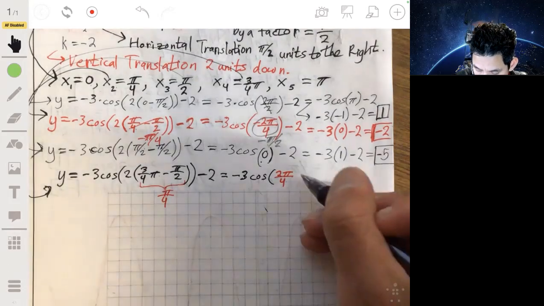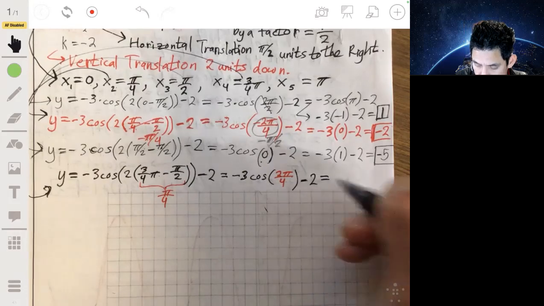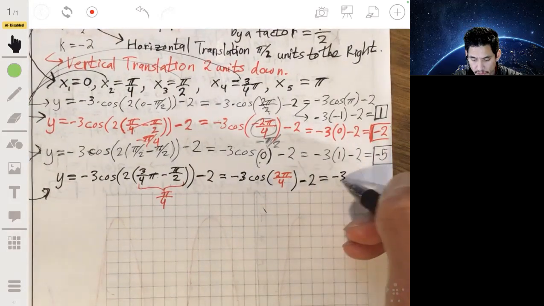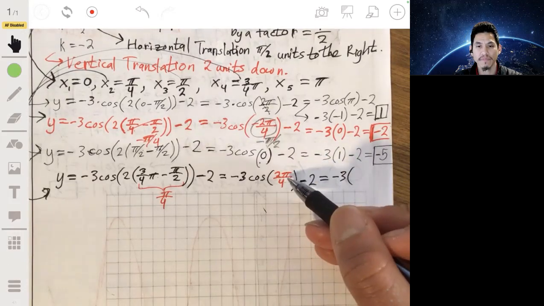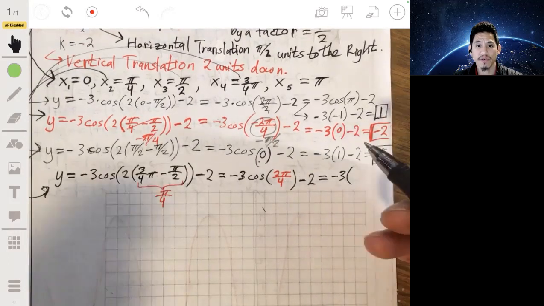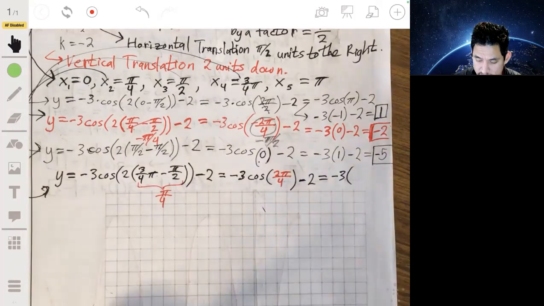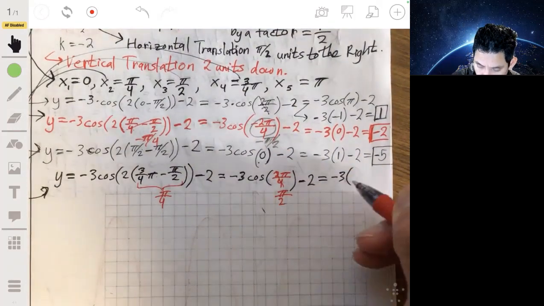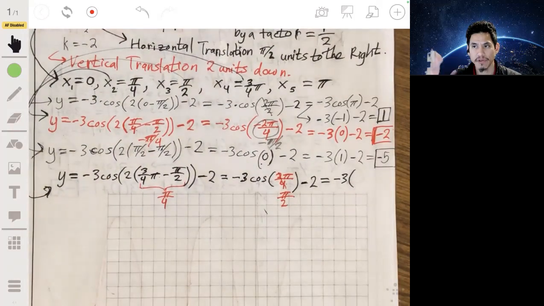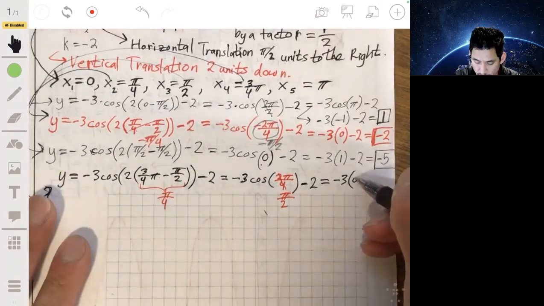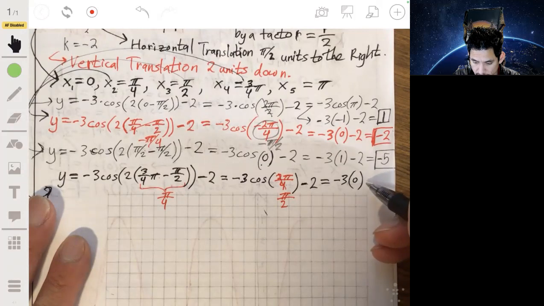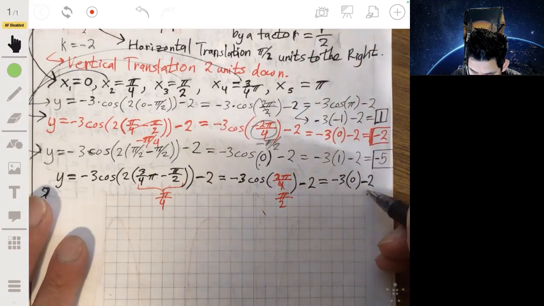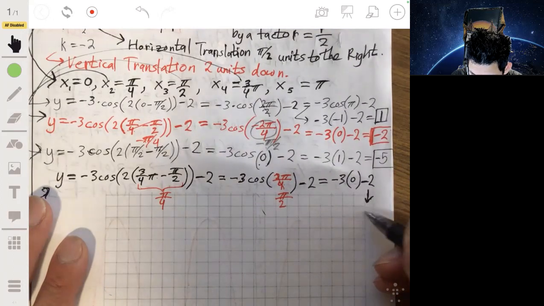inside, minus 2. So we have -3 times the cosine of 2 pi over 4. 2 pi over 4 is just 1/2 pi. So this is the same as just pi over 2. So the cosine of pi over 2 is the top of the unit circle, which will be 0. So -3 times 0 minus 2. So 0 minus 2. And we will get -2.